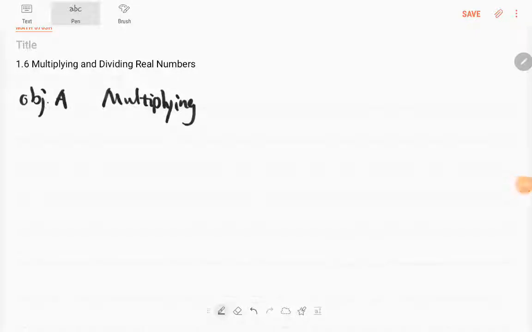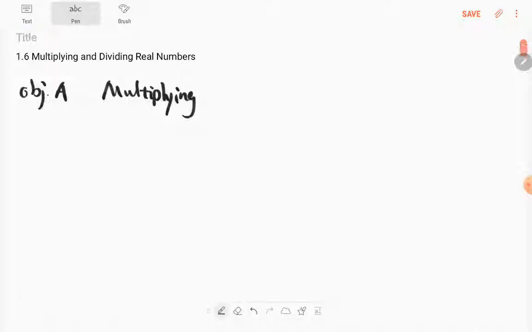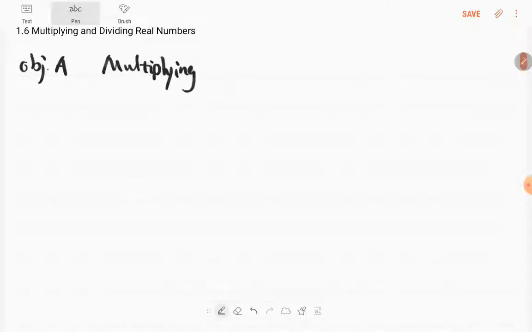So we finished the addition and the subtraction of real numbers. We will start section 1.6. We continue to talk about multiplication and division. First we talk about multiplication of real numbers.